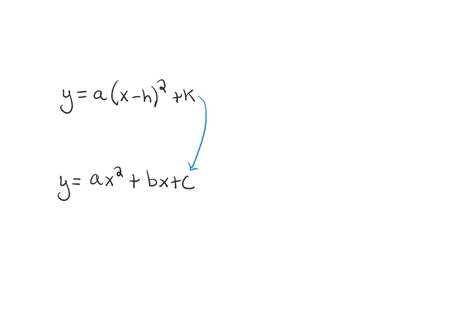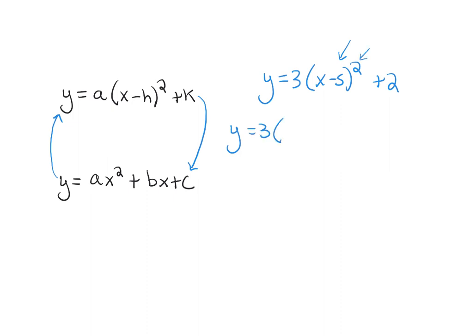First we'll do one example where we start in vertex form and convert to standard form. But really the point of this lesson is to start in standard form and convert to vertex form. So first example, let's start in vertex form: y equals 3 times x minus 5 squared plus 2. To get to standard form, I'm going to first expand this. So y equals 3, and this exponent 2 means you have the binomial x minus 5 times the binomial x minus 5, plus 2. So I'm going to FOIL this.